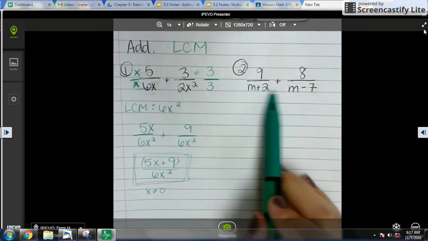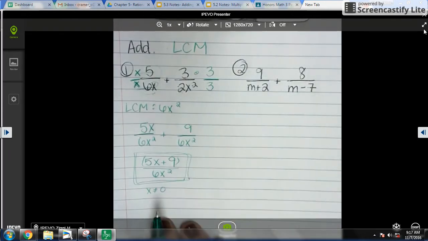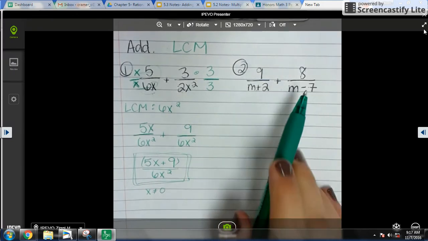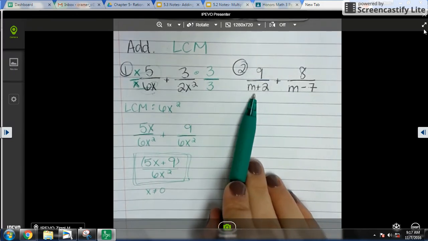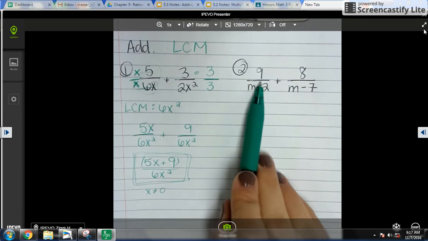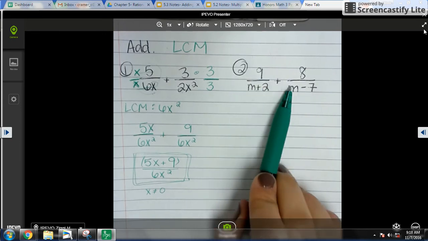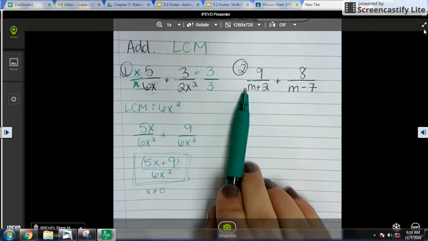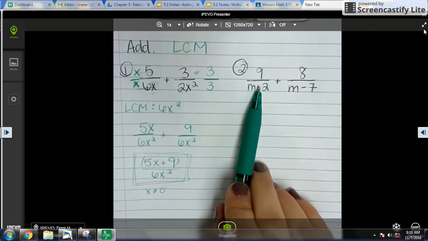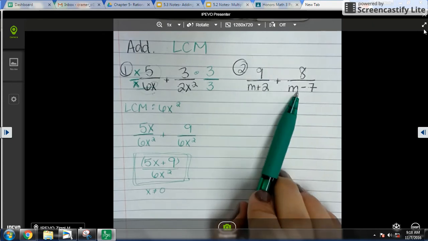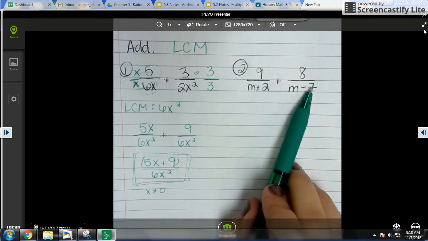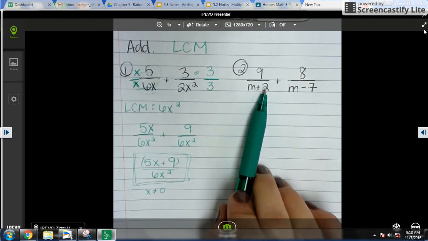All right, over here, we also have two denominators that are not the same. Now, what could we multiply both of these by to get the same? Well, we're looking for the least common multiple. Here, there's nothing we can multiply by to get this, vice versa. And we can't multiply by m, because that would give us m squared plus 2m over here, and m squared minus 7m over here. And then 2 and 7, the least common multiple would be 14.